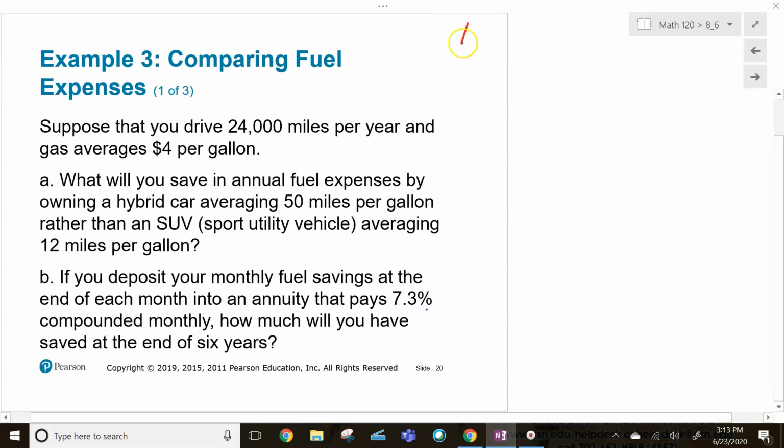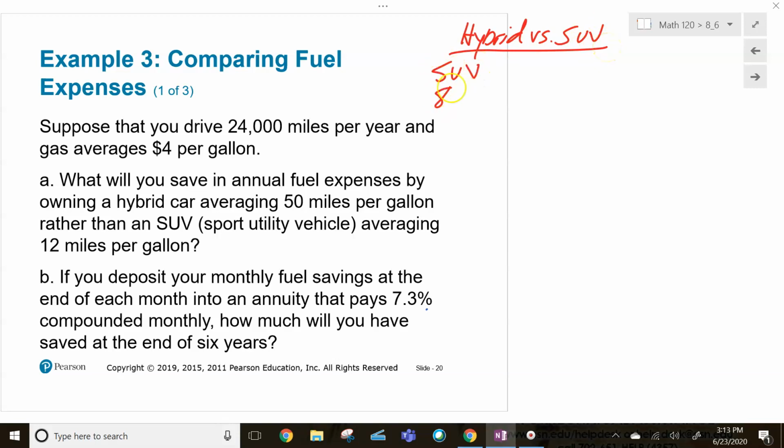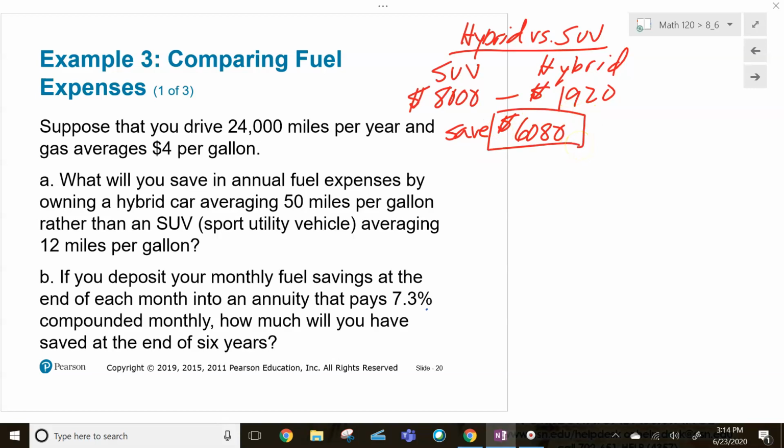So hybrid versus SUV. The SUV was $8,000. A hybrid cost 1920, I believe it was. So I would save in gasoline costs, fuel costs, 6,080 per year. Per year is how much I would save.